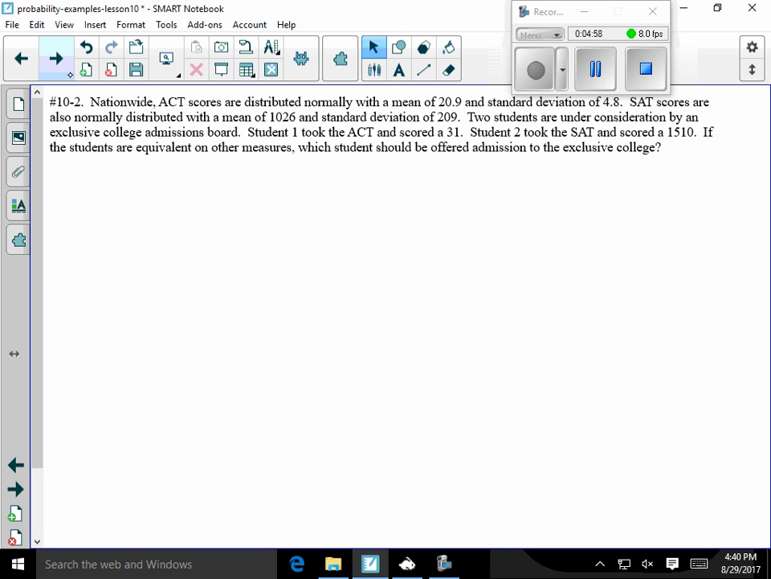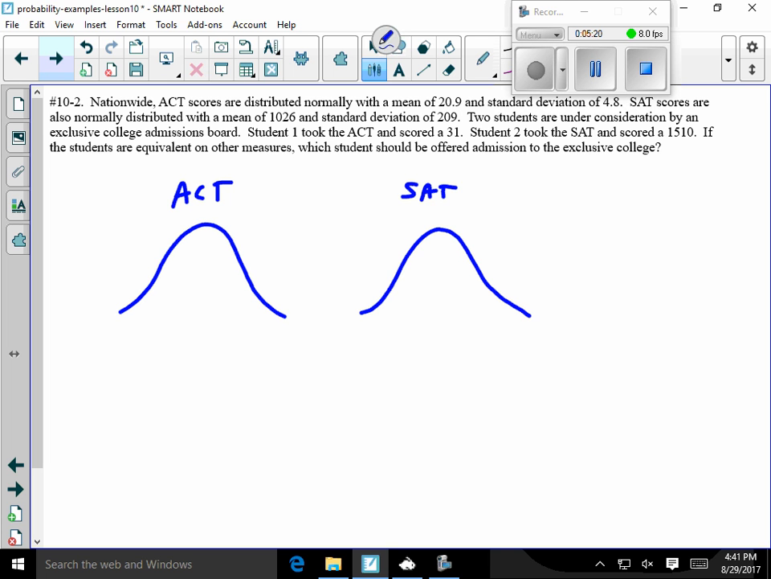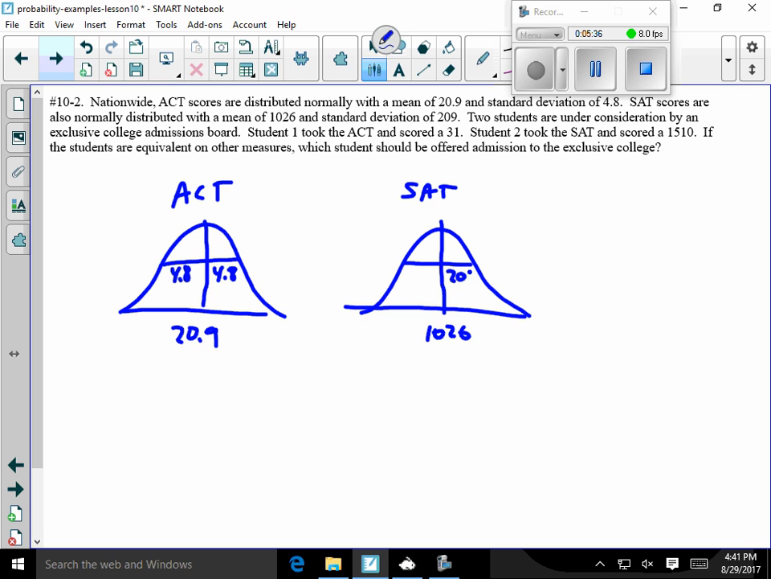If the students are equivalent on other measures, then which student should be offered admission to this college based on the scores? So pause and give this a try. Okay, so what we've got here is two different distributions. We have ACT and we have SAT, right? They're normally distributed, so both of them have this sort of shape. The ACT has a mean of 20.9 with a standard deviation of 4.8, and the SAT has a mean of 1026 with a standard deviation of 209.